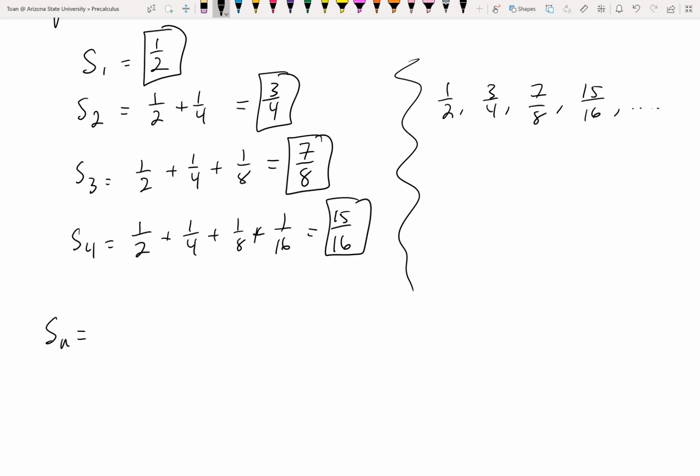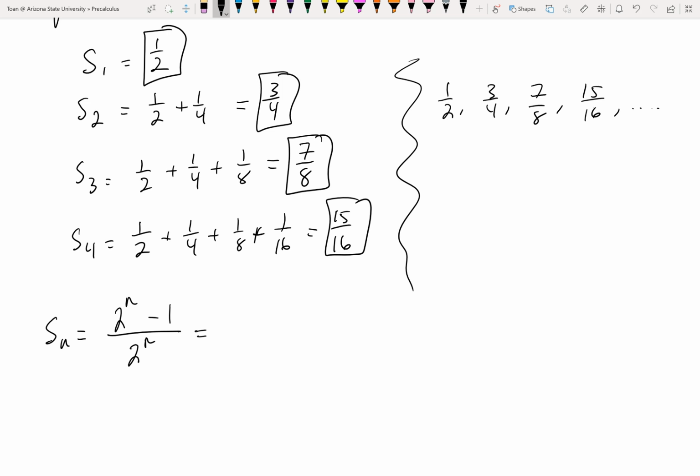Well, we should know that's going to be a fraction, so I'll put a fraction there. The denominators are all powers of 2, so that's pretty easy, 2 to the nth power. And I hope everyone notices that the numerators are exactly one less than the denominators. So since we have an expression for the denominator, 2 to the nth power, to do one less, you do minus 1. So there you go. There is the formula for the nth partial sum.